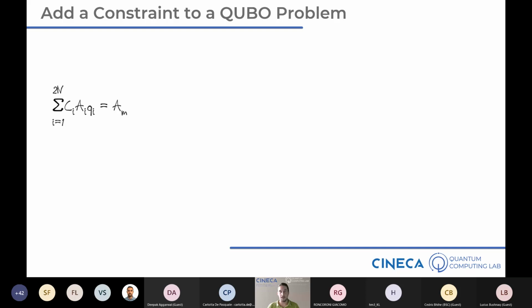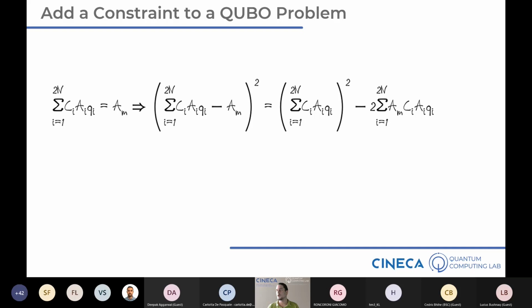So let's do some math. We have this condition here. We have to see it as a minimization problem in this way. And then we have to develop our square. So this is the square of the first term. Here it is. The double product of this term and this term. Here it is. And the square of the AM term that I can throw away.